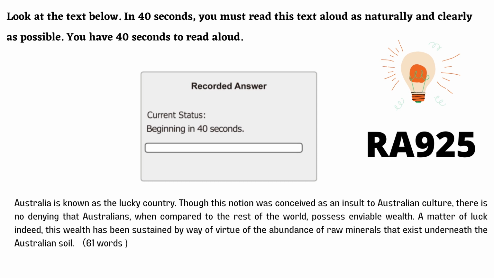Australia is known as the lucky country. Though this notion was conceived as an insult to Australian culture, there is no denying that Australians, when compared to the rest of the world, possess enviable wealth. A matter of luck indeed, this wealth has been sustained by virtue of the abundance of raw minerals that exist underneath Australia.